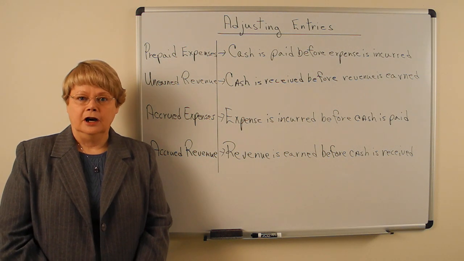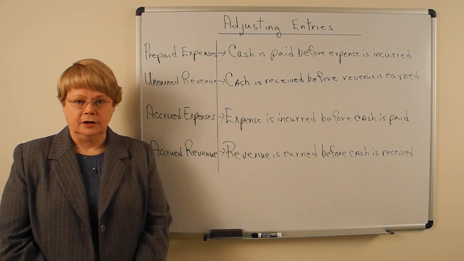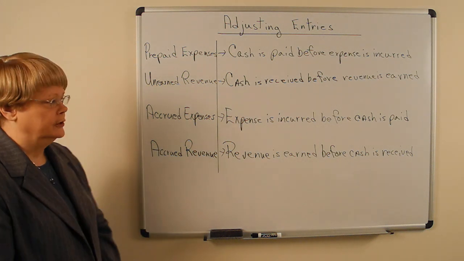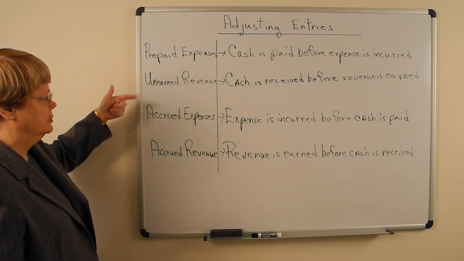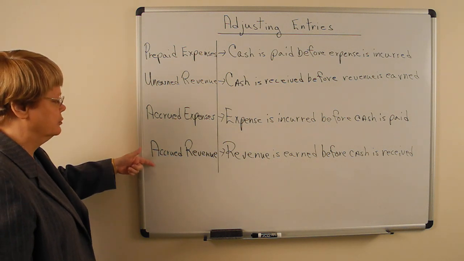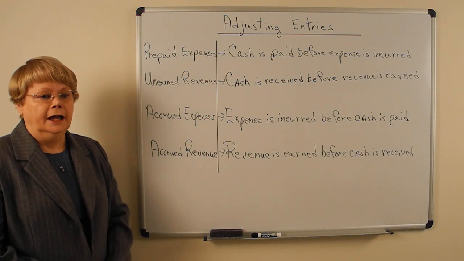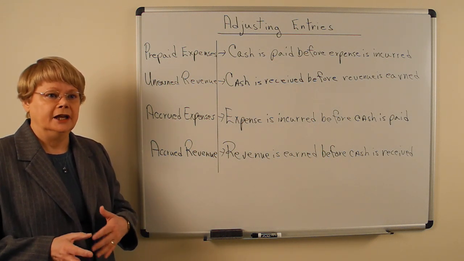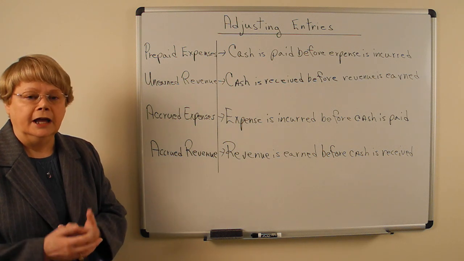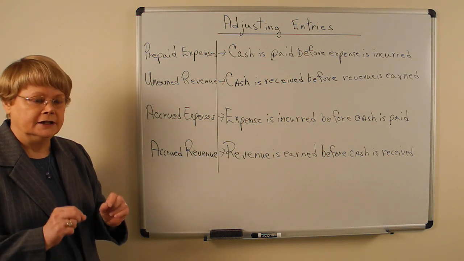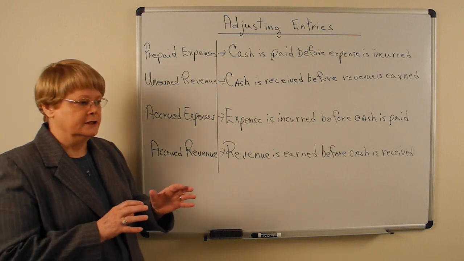There are four different types of adjusting entries that we will talk about in the chapter, and I have them listed here. You've got prepaid expenses, unearned revenue, accrued expenses, and accrued revenue. And this all has to do with when cash has been paid or has not been paid. Everything revolves around cash. So let's look at the cash elements of these.